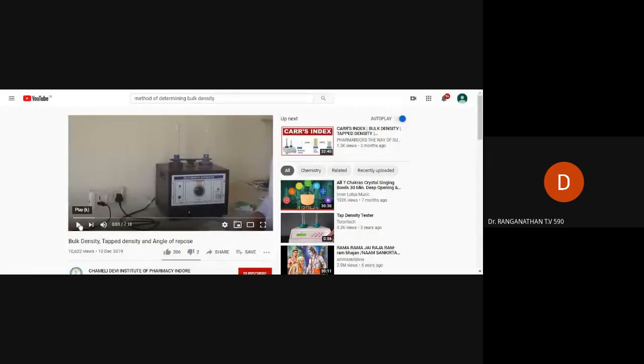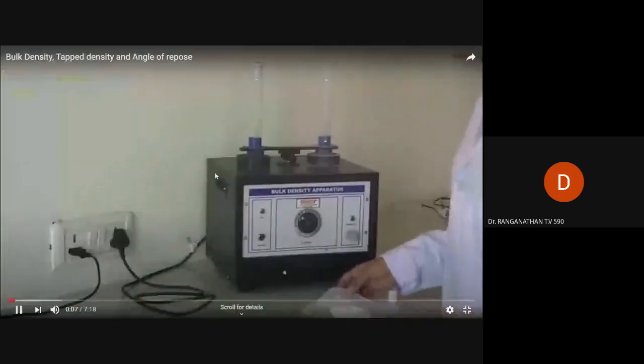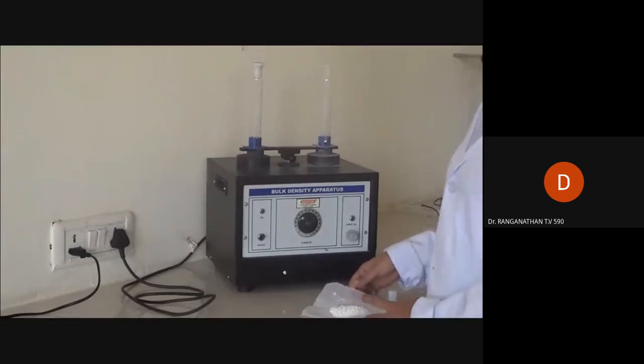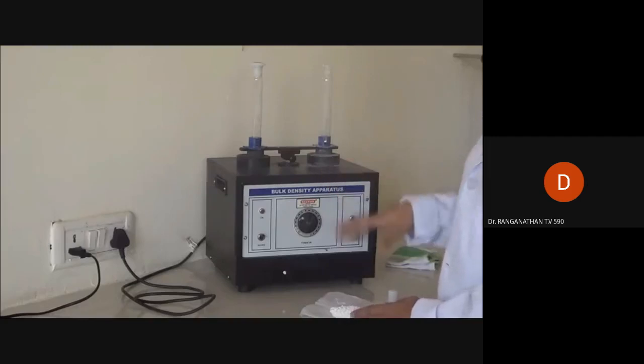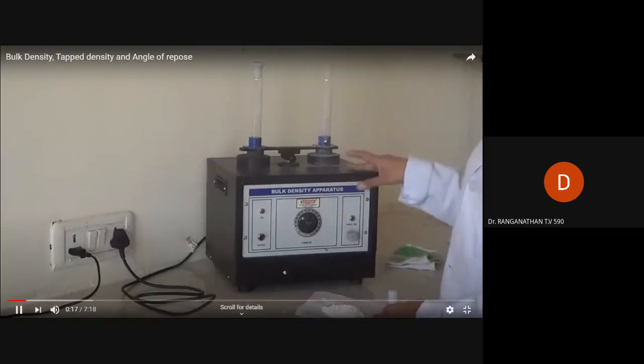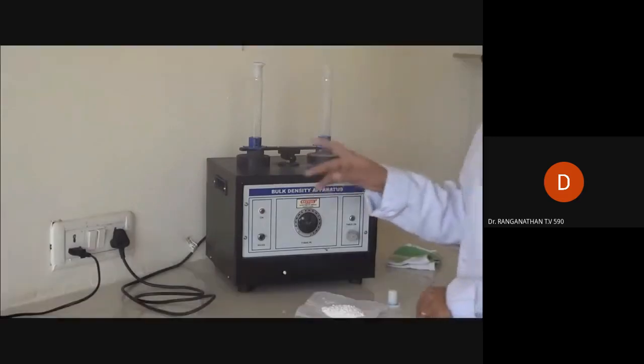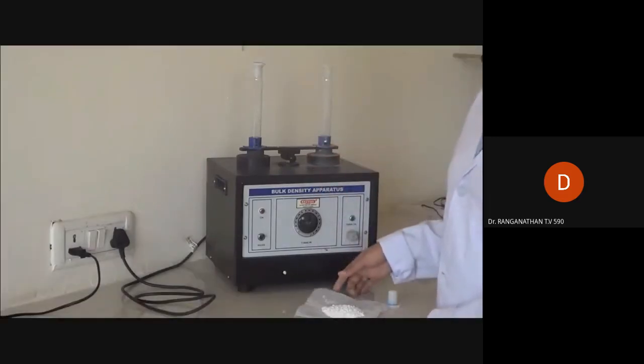Friends, today we are going to define the flow property of a given sample of powder. That is bulk density, tap density and angle of repose. Now for bulk density, we require the equipment which is normally used. If this is not there, we can as well use a bulk density apparatus and a digital weighing balance for weighing the powder.